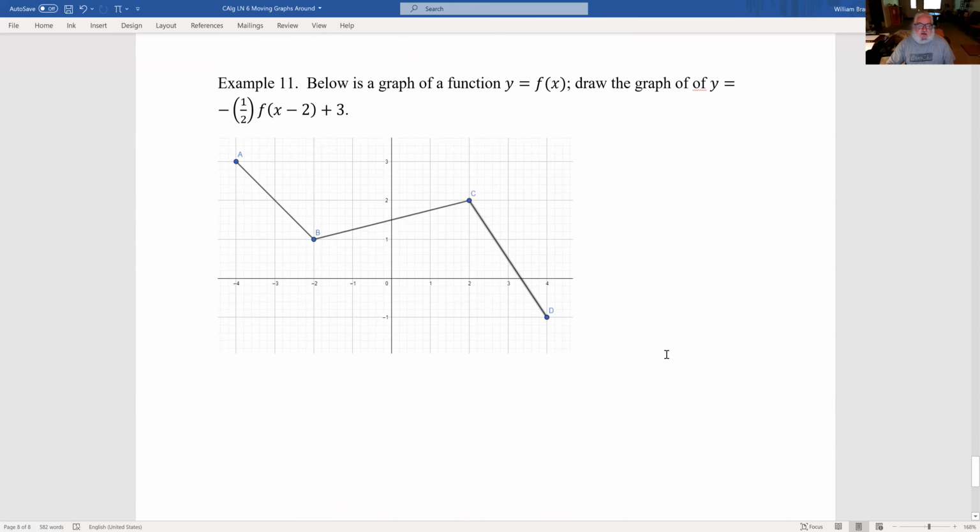So here's a function, y equals f of x, and we want to draw the graph of this whole thing. So I'll write that down again. Right, and so it's a graph that's been moved around. We want to know how to move it around. The order to take these things in is very similar to PEMDAS, the order of operations.